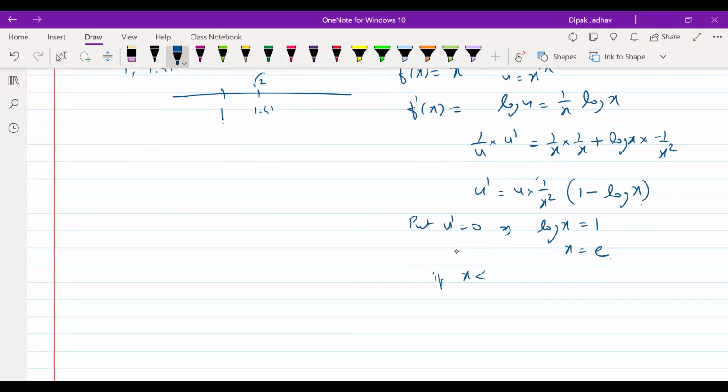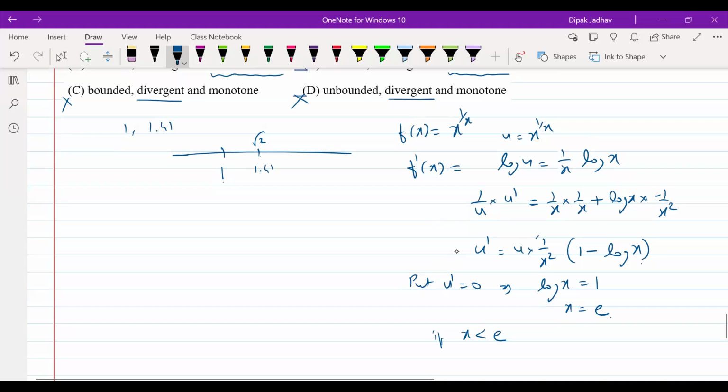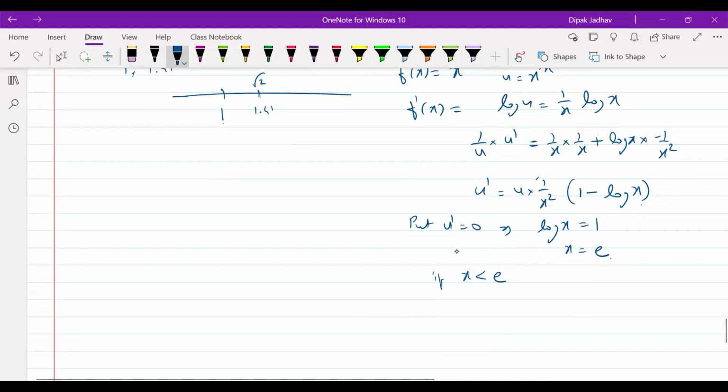If x is less than e, then take log on both sides. Log x is less than log e. Is that okay? Because log is an increasing function. This implies log x is less than 1. This implies 1 minus log x is greater than 0.